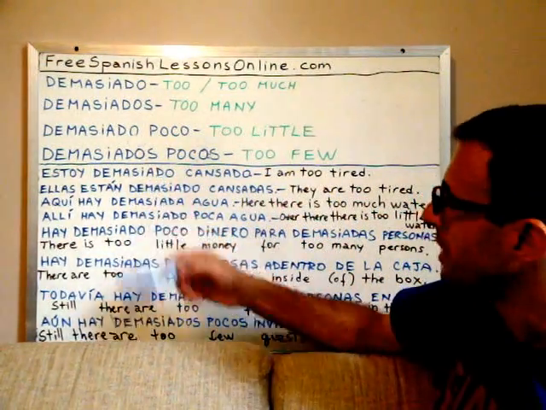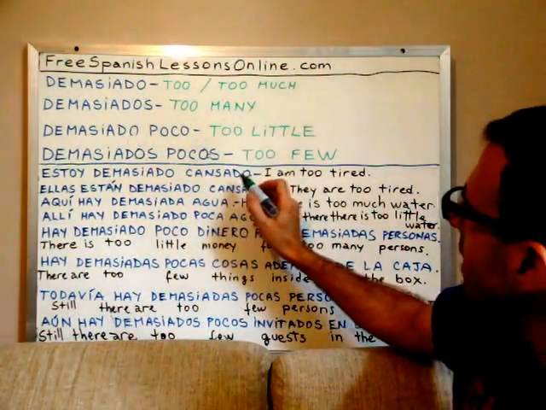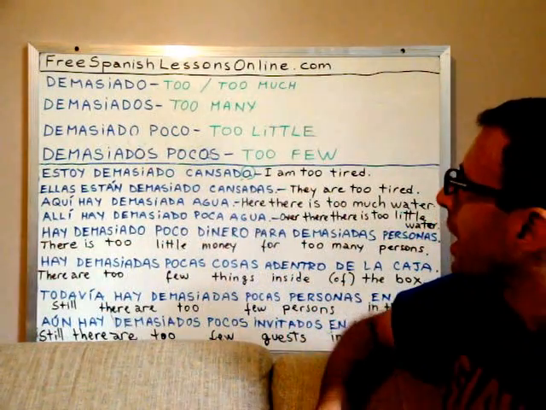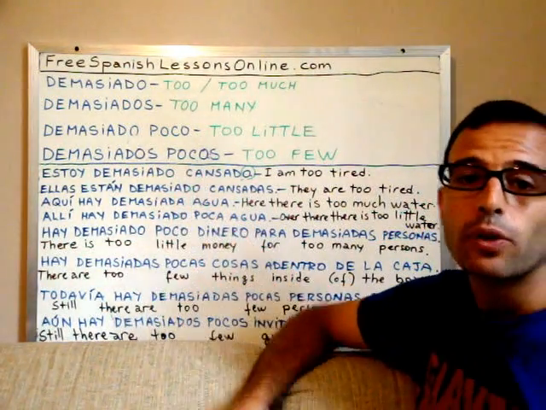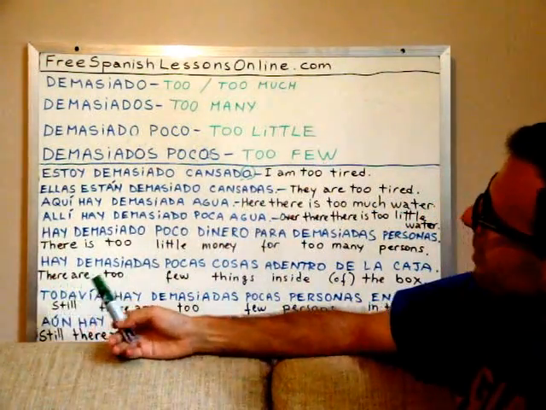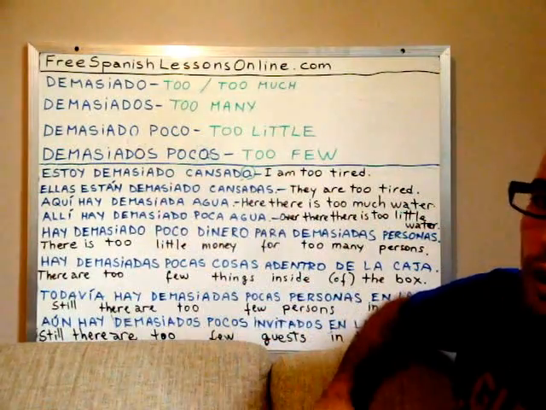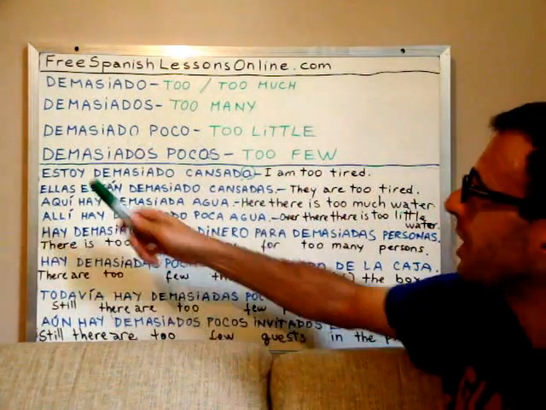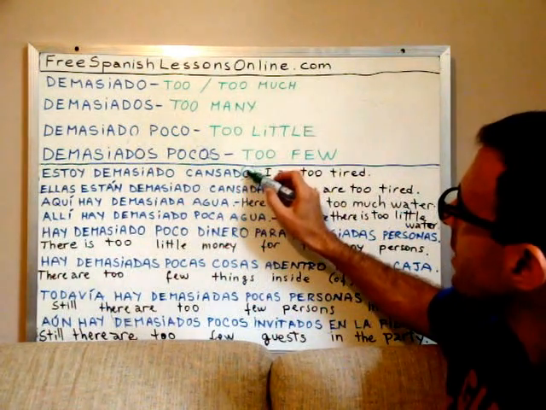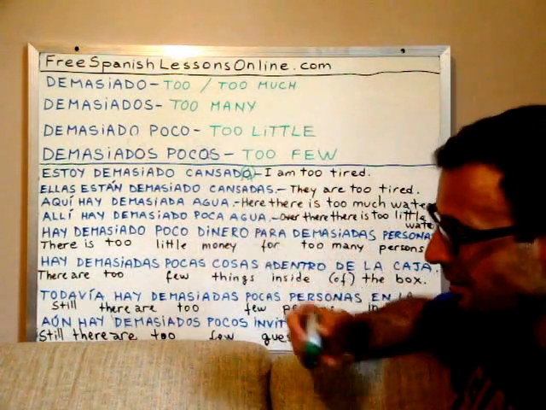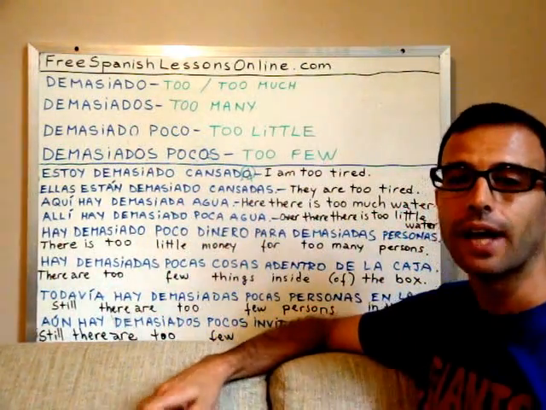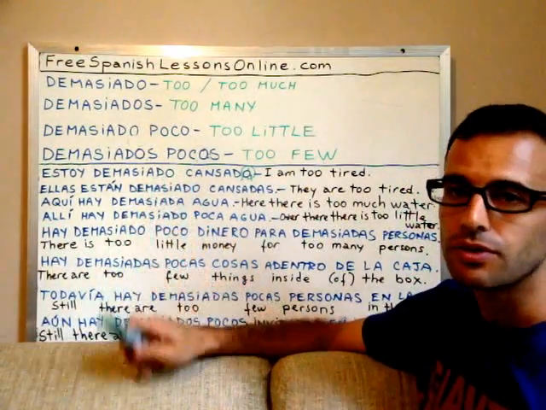Here I am. This is a male speaking, right? Because we can see that the ending of tired is O, okay? And remember that all adjectives change to male or female in Spanish. So here, if it were a woman speaking, it would be estoy demasiado cansada. So the ending of the adjective will turn into an A. However, demasiado would remain ending in O because as an adverb, the ending does not change.